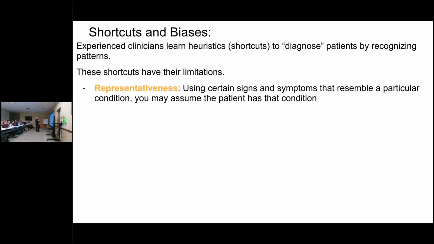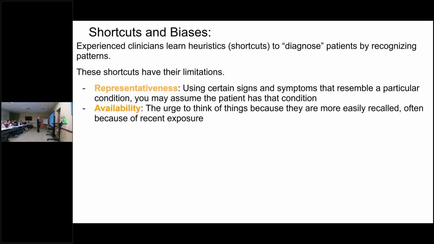Some of these limitations to the shortcuts: representativeness is using certain signs and symptoms that resemble a particular condition. You might assume the patient has that condition. So that's like what we just talked about. Hey, I've seen a patient that looks like this before, and so that's probably what it is. And then we stop there. We stop thinking about different diagnoses at that point.